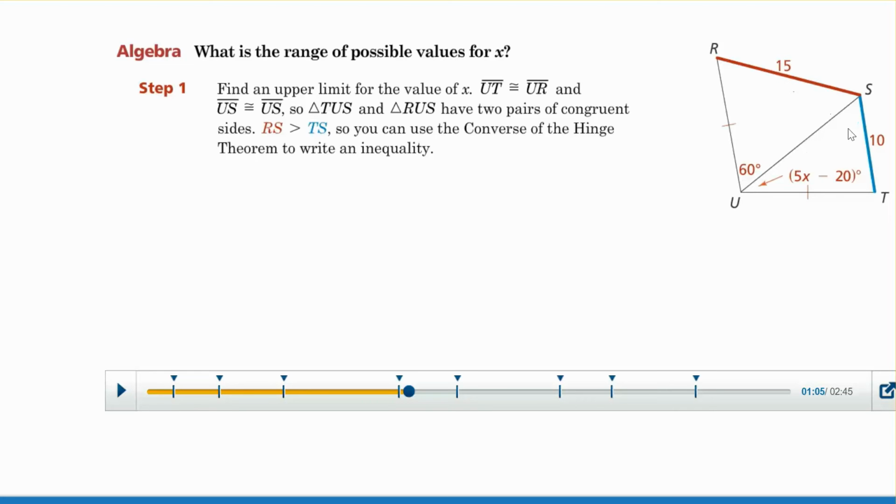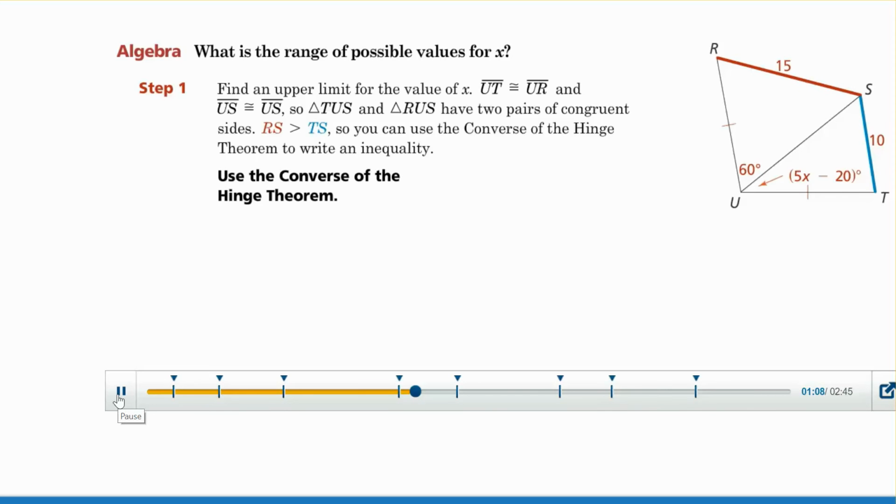And because the lengths of these third sides are not equal, that means that these two angles in here are not equal. We know that if this is 15 and this one is only 10, that this angle here has to be less than 60. And angles can't be any less than 0, so this angle here has to fall between 0 and 60 degrees. We don't know what it is, we're just finding a range, but this angle has to be between 0 and 60 degrees. Let's go ahead and finish the problem.